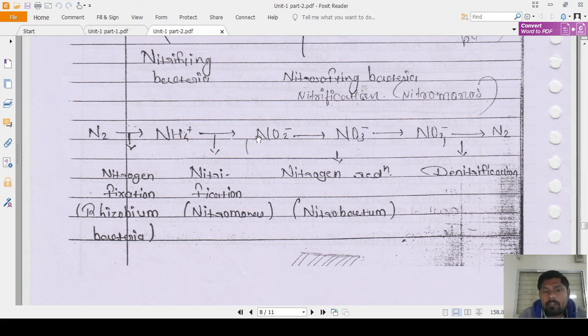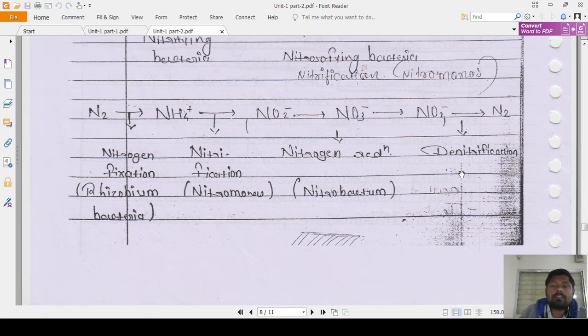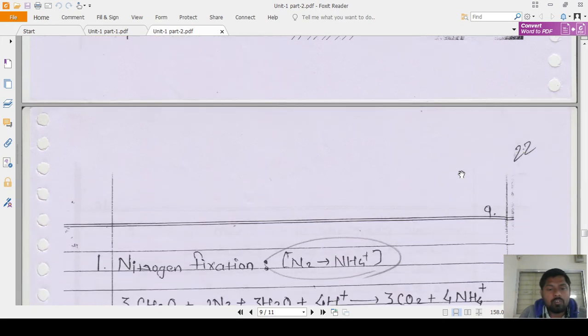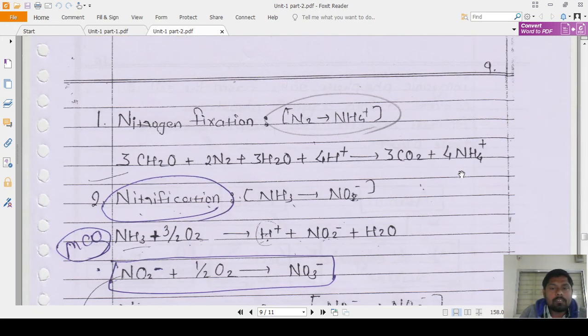Now, ammonia converting into NO2 minus is called the nitrification process. Then NO2 minus converting into NO3 minus is called the nitrate reduction process, with the help of nitrobacter. NO3 minus then further converts into N2, atmospheric nitrogen, which is called the denitrification process. I already discussed all these processes in my last video, so I will not discuss them again.